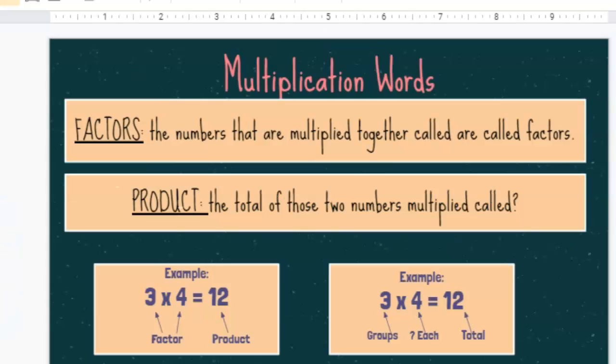But let's first talk about factors. The numbers that are multiplied together are called factors. So in this case, 3 and 4 are factors. The product is the total when you multiply those two numbers together. So a product is just the answer to a multiplication problem. The two numbers you multiply together are called factors. In our example, there's 3 groups with 4 in each group with a total of 12.